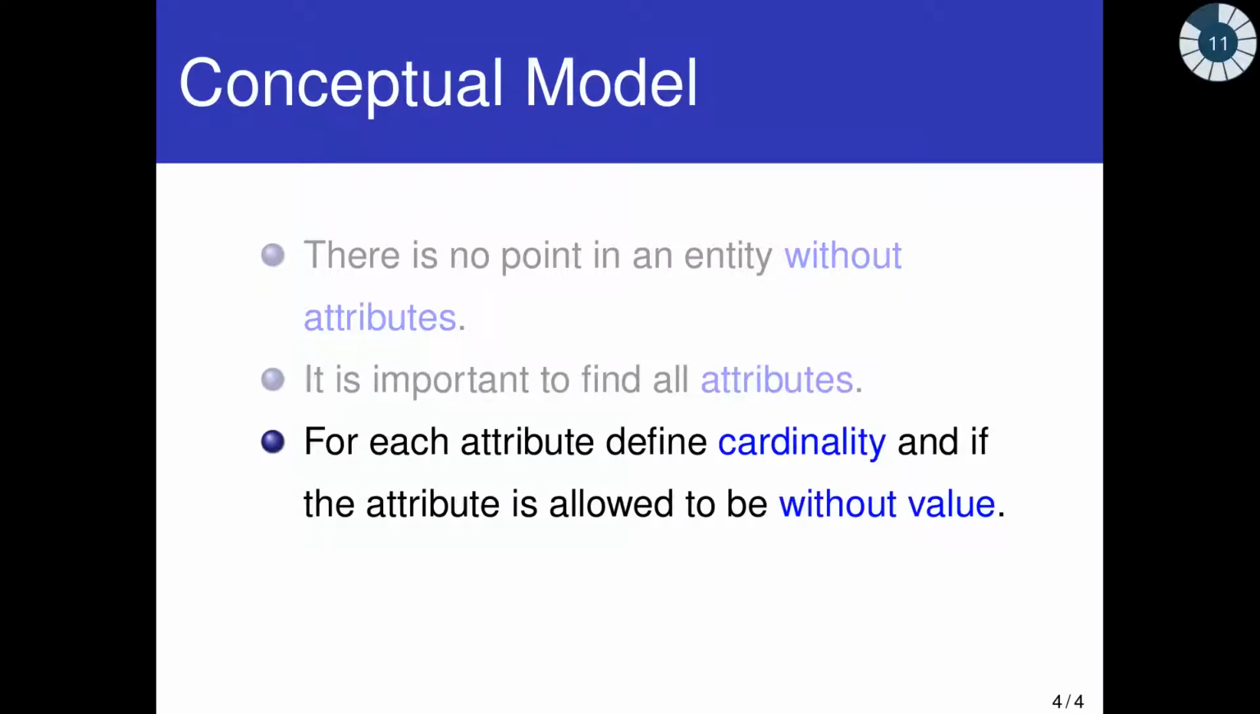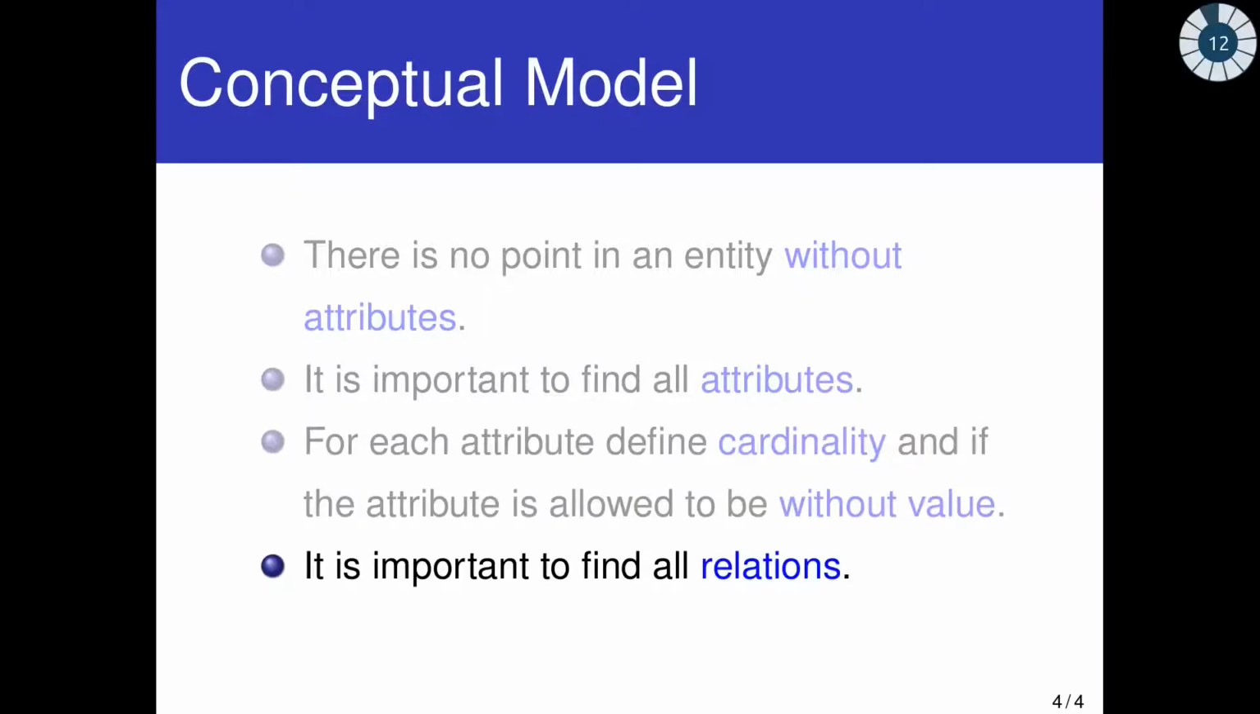And for each of the attributes we define cardinality, that is how many values this attribute will have. Normally only one, but there could be some attribute that can have more values. For example, a person's phone numbers. The person could have more than one phone number. Also, we try to see if the attribute is allowed to be without value. I mean, is it a violation of some business rule if this attribute does not have a value?